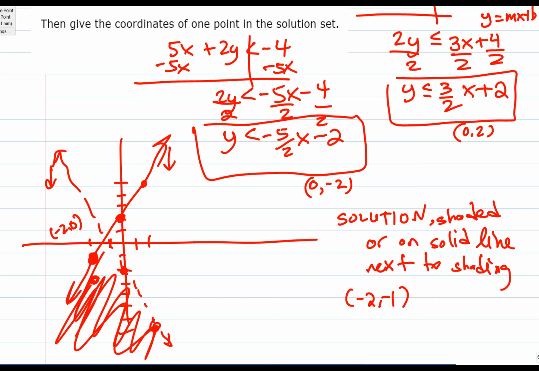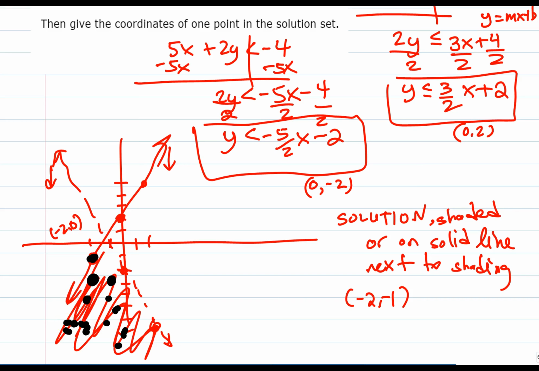What about -2, -2? Let me change the colors. -1, -2. My 2's are sucky right now. But the idea is what? Anything in the shaded region, any points in there, or anything on this solid line next to the shading would be a solution. Does that make sense?